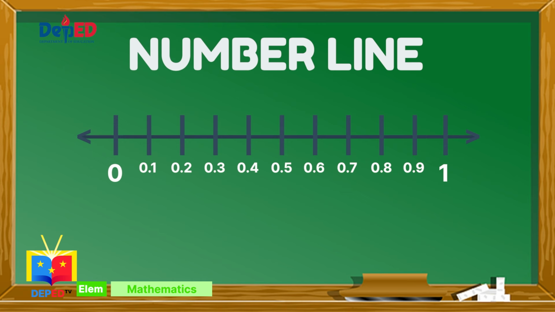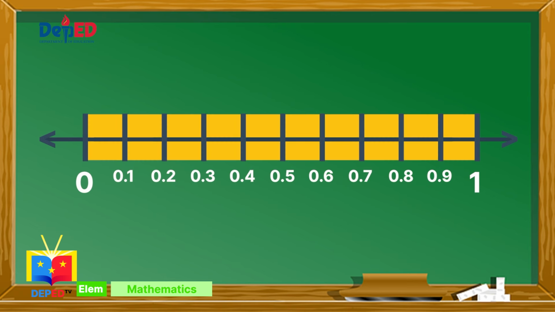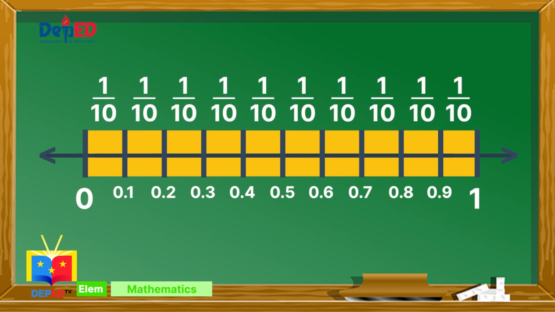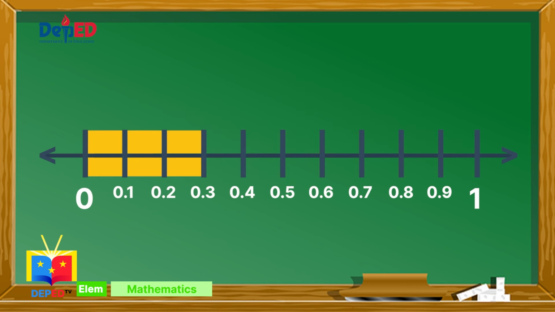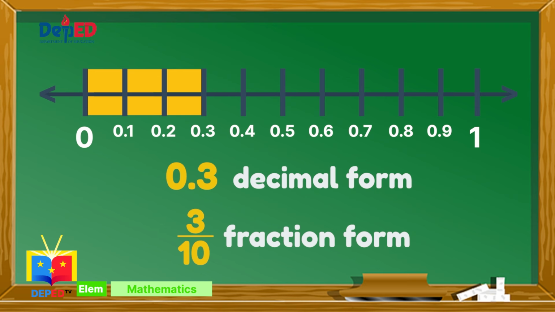Decimal numbers can also be visualized through a number line. The region from 0 to 1 represents a whole. The region has 10 intervals, and the length of each interval is 1 tenth. 3 tenths is represented by this interval. This can be written in decimal form as 3 tenths and 3 over 10 in fraction form.